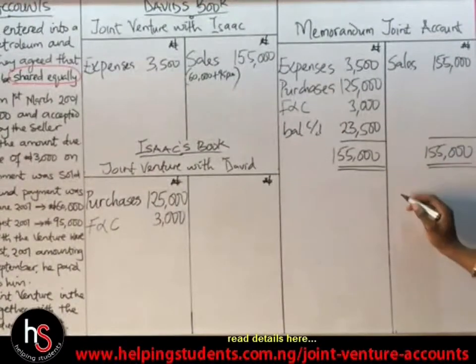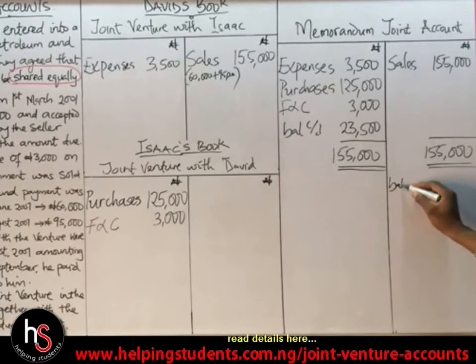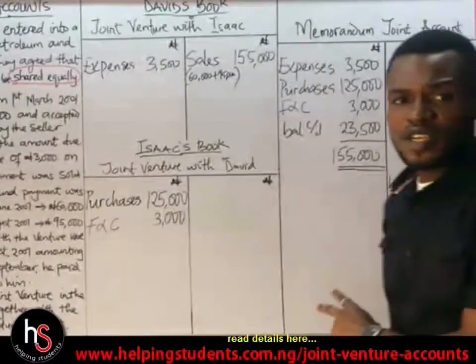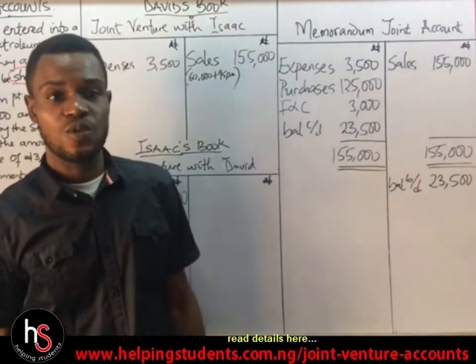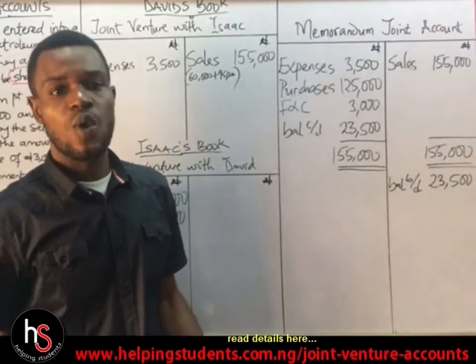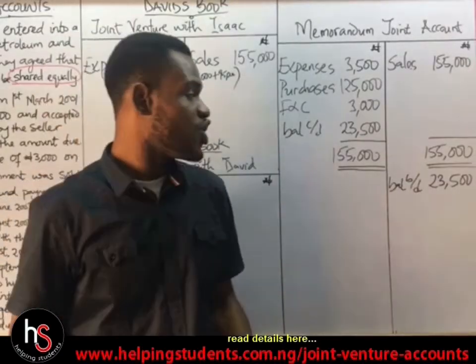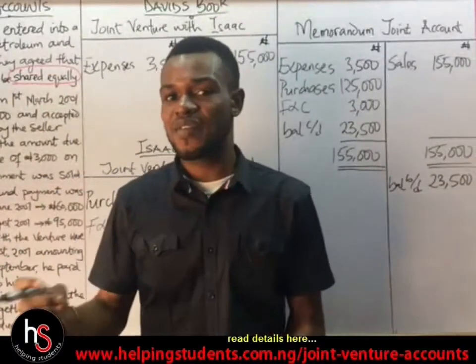Now we'll come over to the credit side. We'll have our balance BD to be 23,500. Now it doesn't stop here. This 23,500 we have now stands to be the profit, okay? So we'll have to share it between the both of them, between David and Isaac.